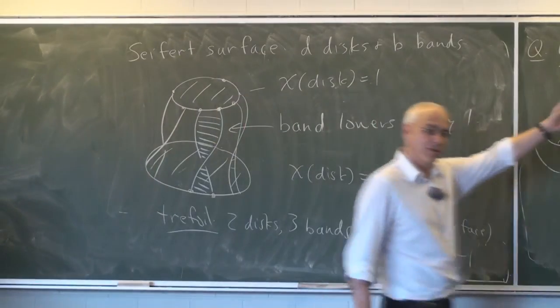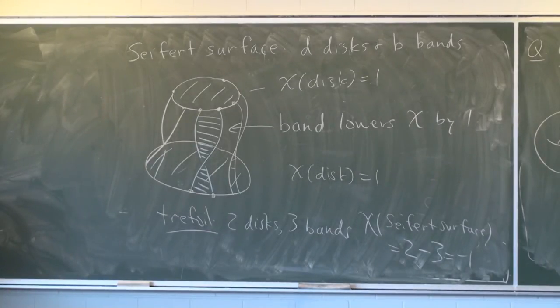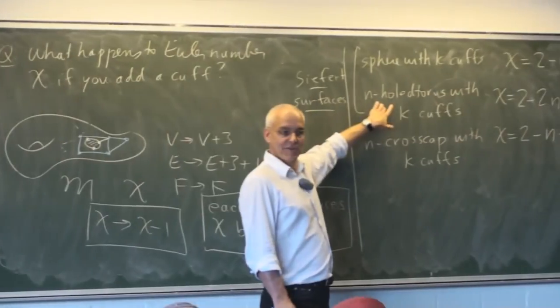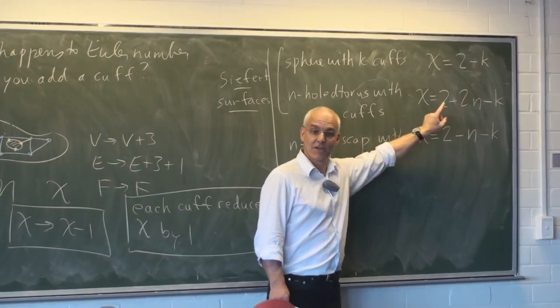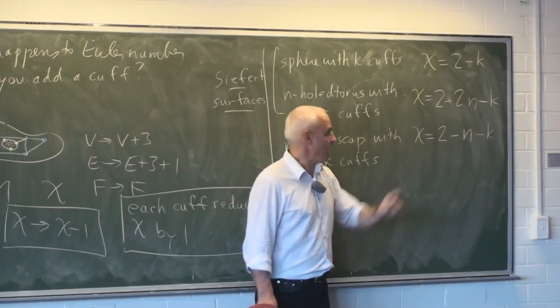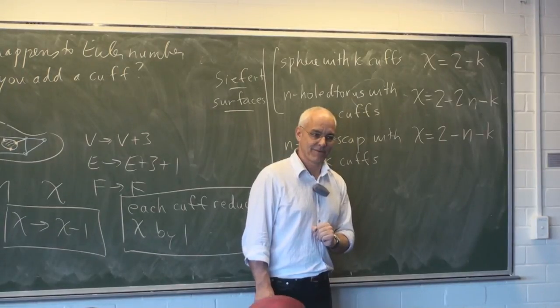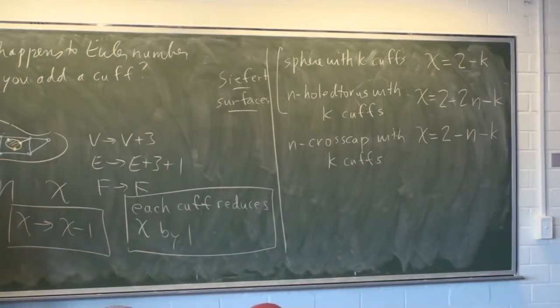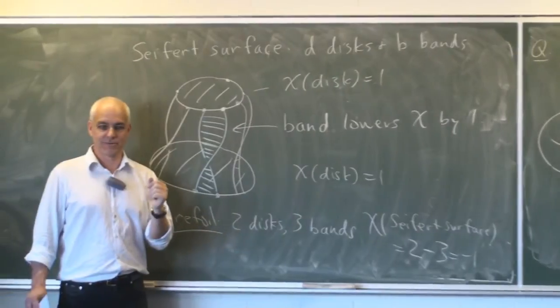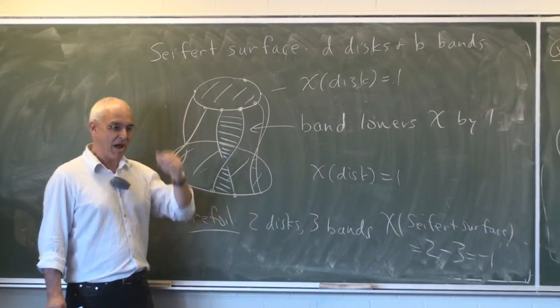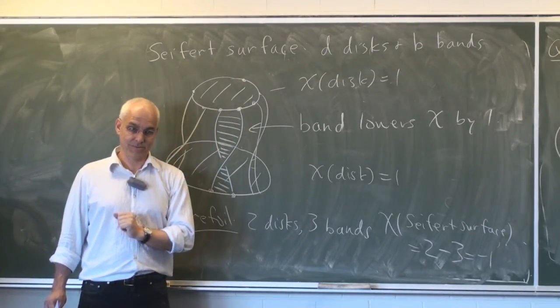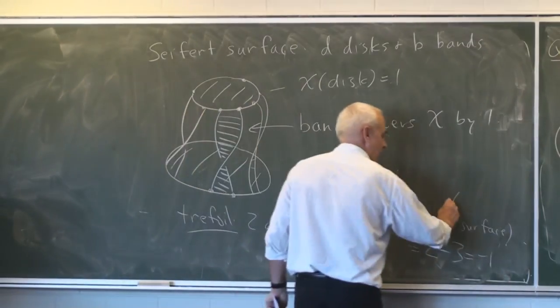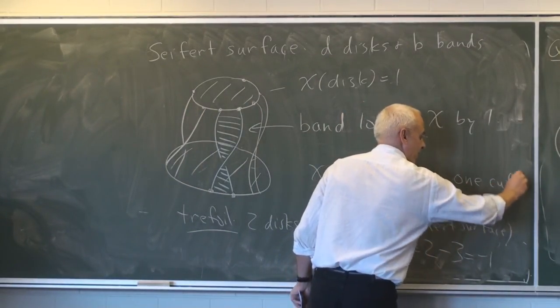And so where is it on our list? It's got to be on our list. In fact, it's got to be one of these. So we can figure out what it is because we know its Euler characteristic, and we know how many holes it has, or how many cuffs it has. How many cuffs does it have? It only has 1 cuff because the boundary is the single knot. The boundary of this surface is the original knot that we started with, and that's just a circle. So this Siefert surface has only 1 cuff.